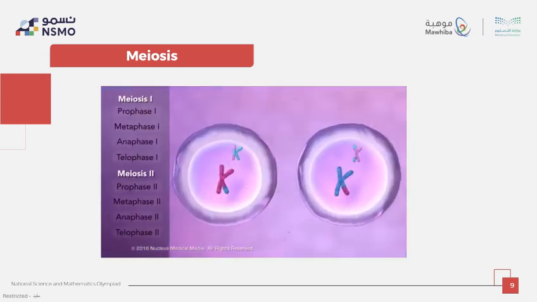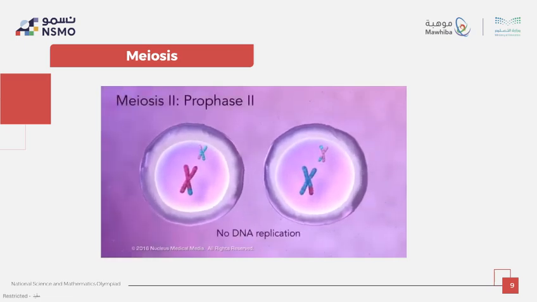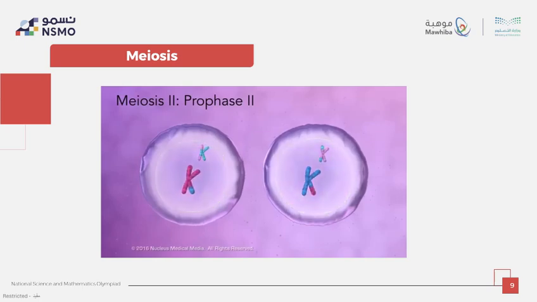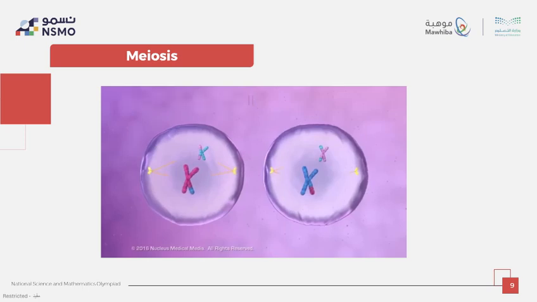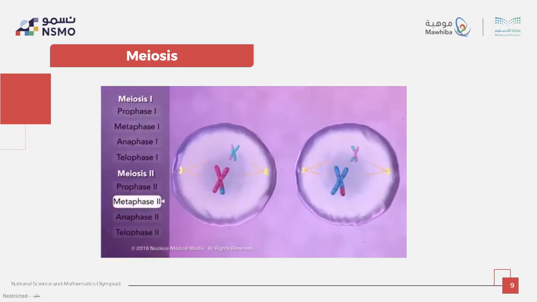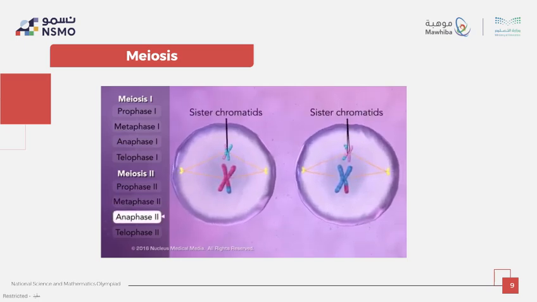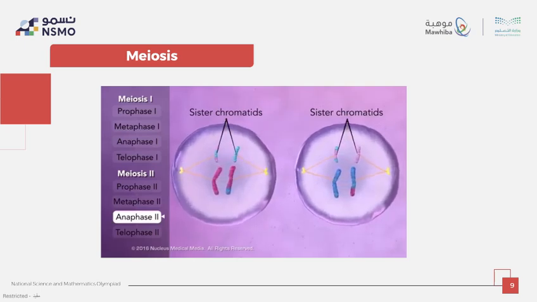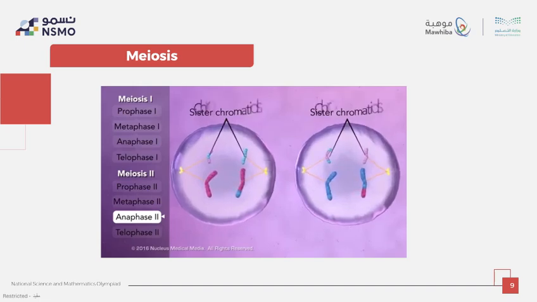Both cells now enter the next stage, meiosis 2. However, unlike meiosis 1, DNA does not replicate before meiosis 2 begins. Once again, in prophase 2, the nuclear membrane disappears, and spindle fibers fan out from the two sets of paired centrioles. During metaphase 2, the chromosomes in each cell line up at the equator and attach to spindle fibers from both poles. During anaphase 2, the sister chromatids of each chromosome separate and move to opposite poles. Once the sister chromatids separate, they're called chromosomes.